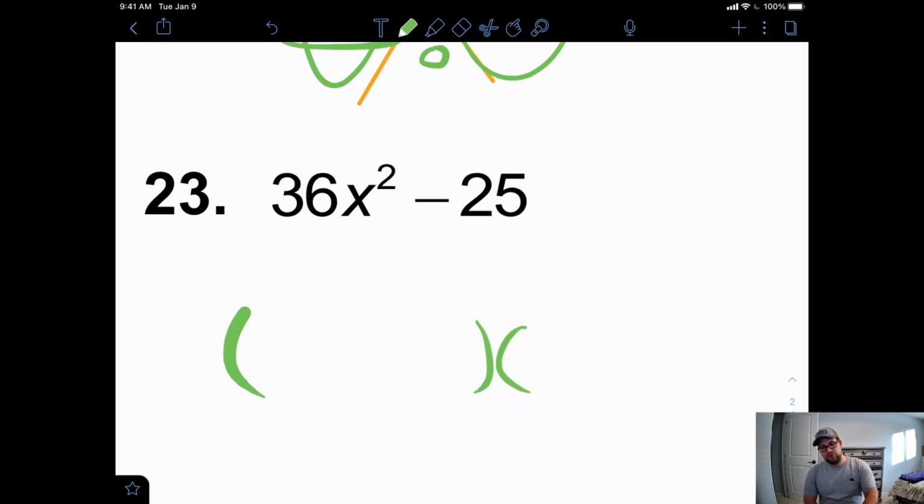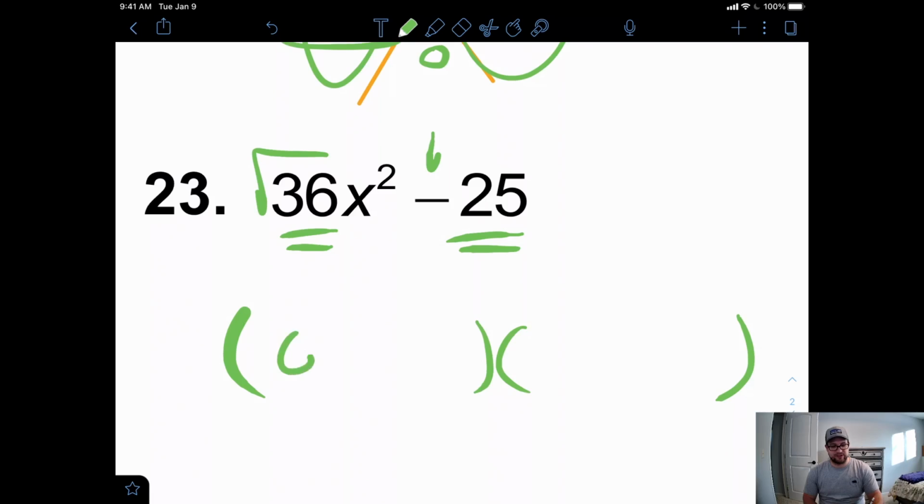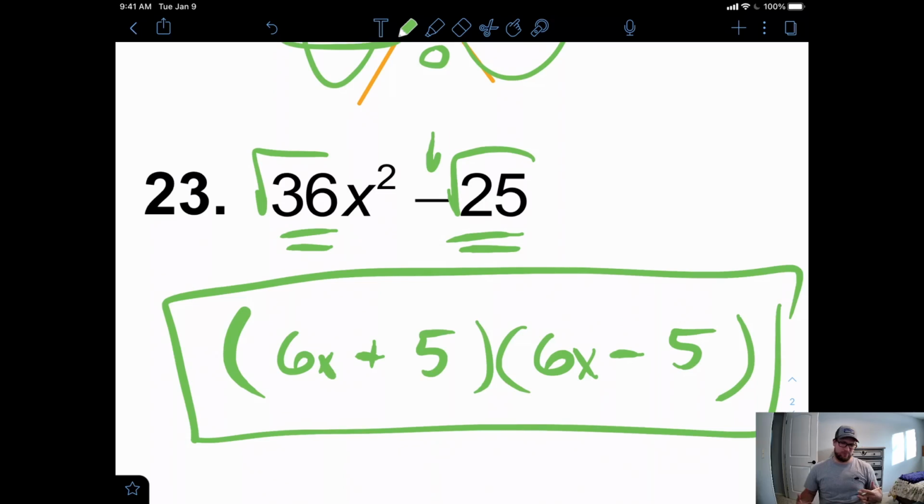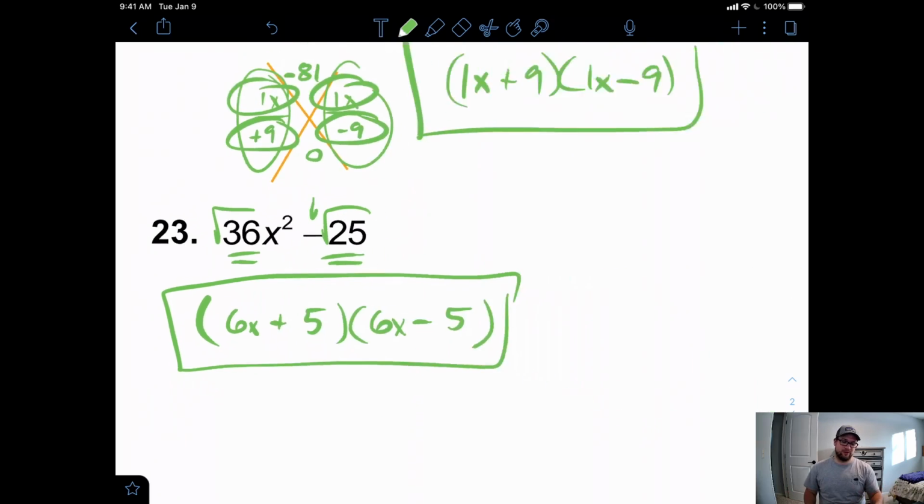Whenever you have two numbers that are perfect squares and you are subtracting them, what you can do is say, well, what's the square root of 36? That's going to be 6, so you put that in the front. And what's the square root of 25? That's going to be 5, so you put that in the back. Then all you need to do is add in the x's where you normally would have them, and you just make one positive and one negative. That's a shortcut to help us factor these a little bit quicker.